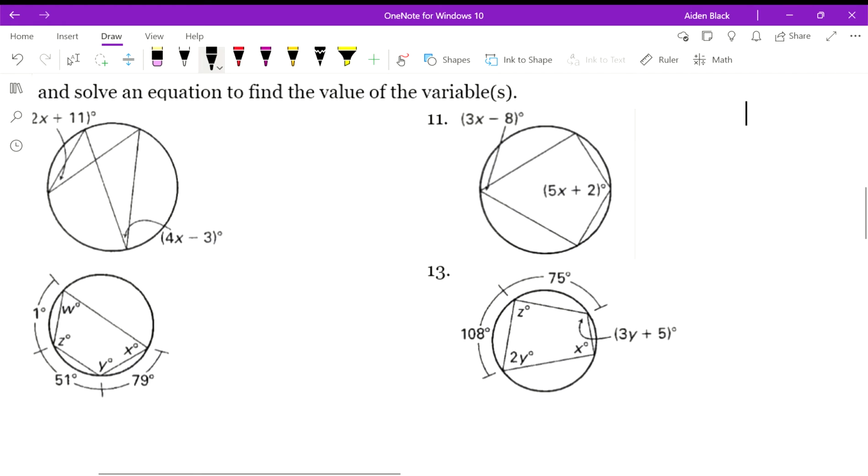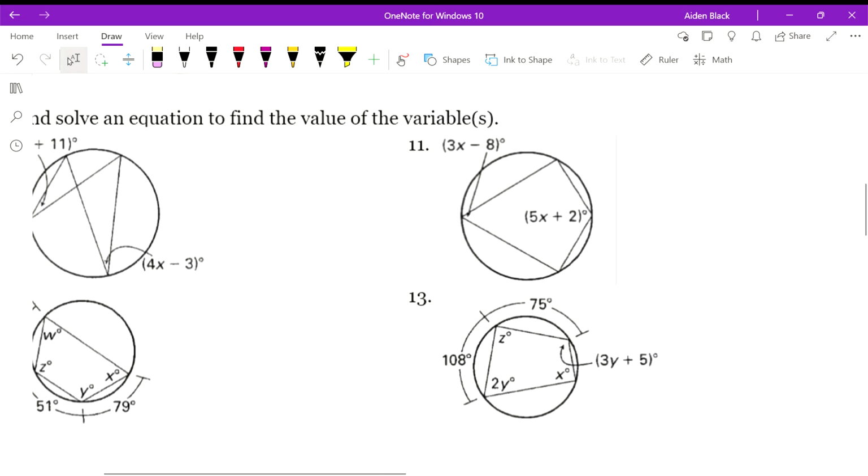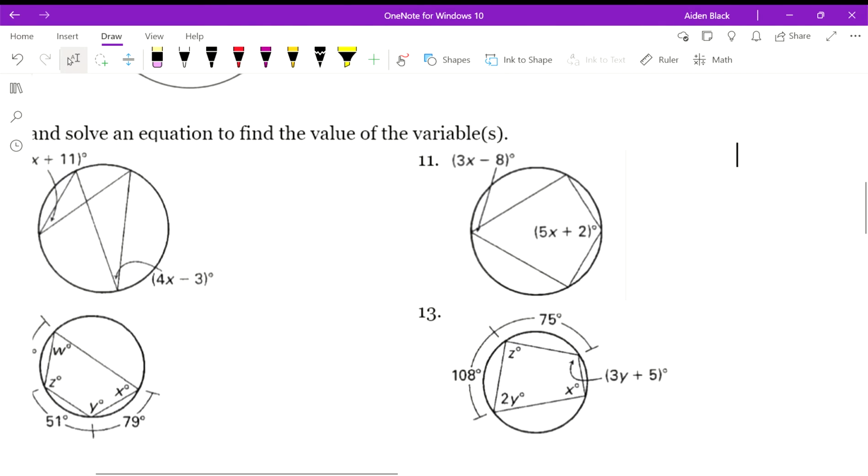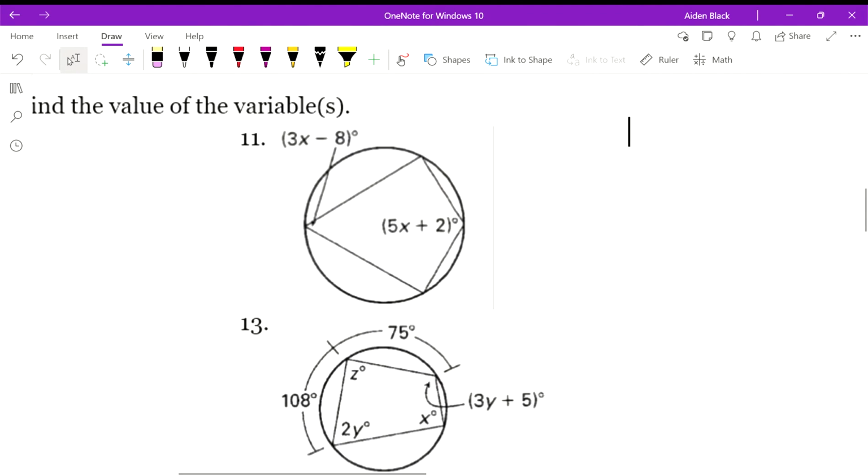Alright, let's see. Let's do this problem right here. I want to show you guys something. We learned this in the notes, but I want to make sure you understand.